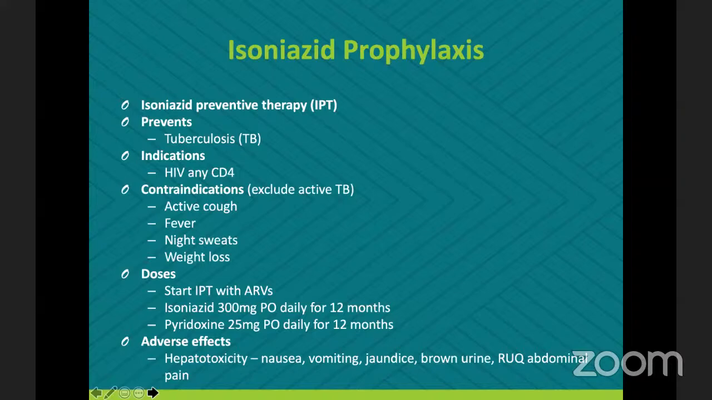Some adverse effects to look out for include hepatotoxicity. So patients would complain of nausea, vomiting, jaundice, brown urine, or right upper quadrant abdominal pain.